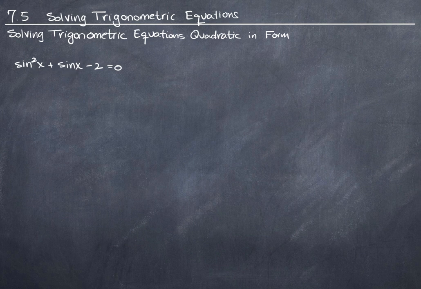So I'm just going to do a little substitution. I'm going to say let t equal the sine of x. Well, if t is equal to the sine of x, then the sine squared of x is just t squared. So that means I can rewrite this as t squared plus t minus 2 equals 0. And now I'm back to just a quadratic equation, which is what I was working with before. This factors.